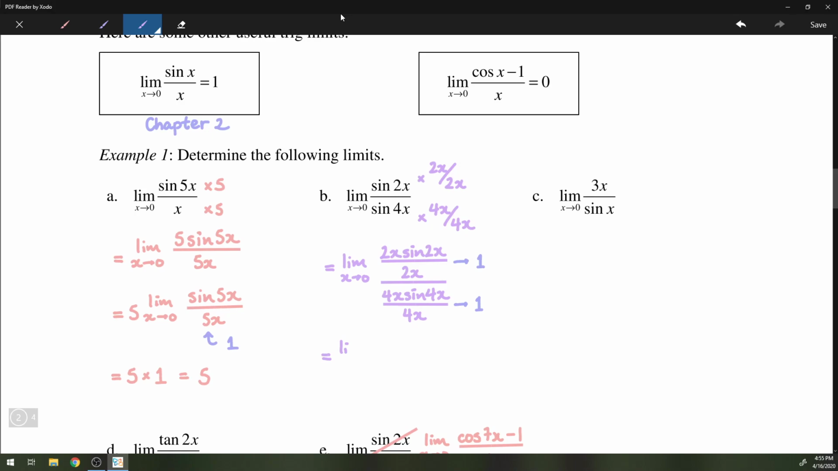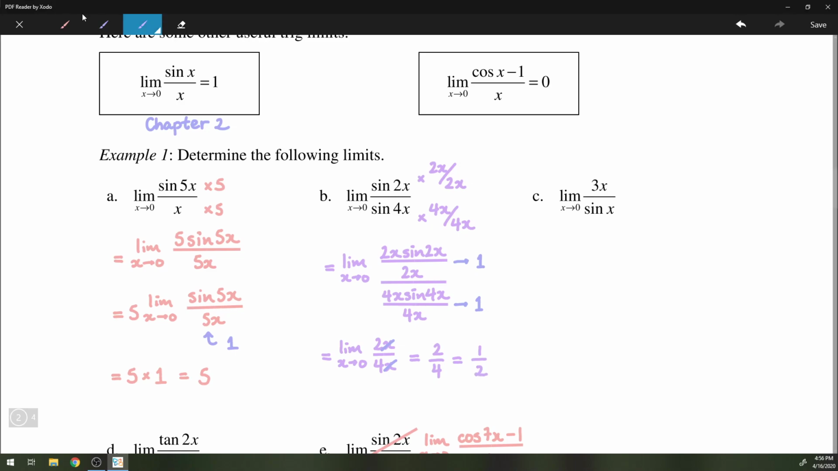So now we'll just have the limit as x approaches 0 of 2x over 4x. Now, of course, the x's will eliminate each other. So we really just have 2 over 4. And that's going to give us 1/2. Okay.